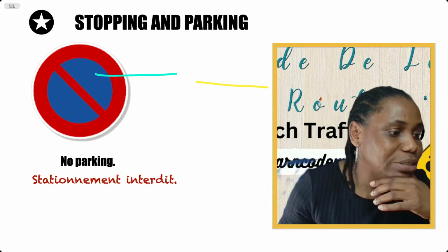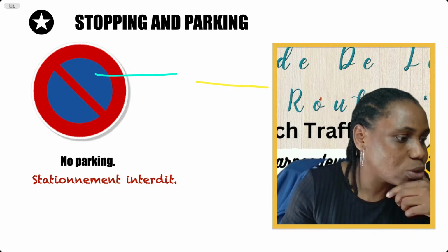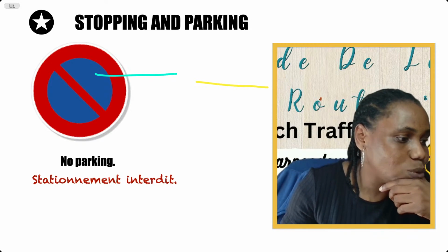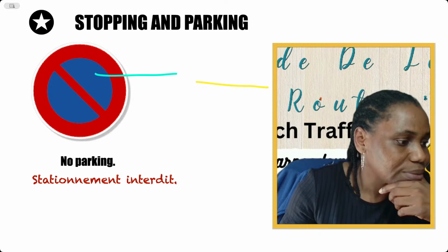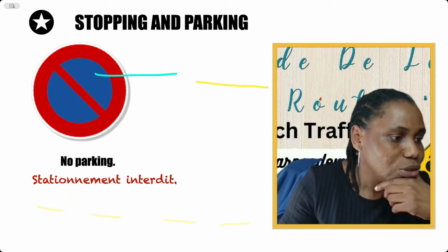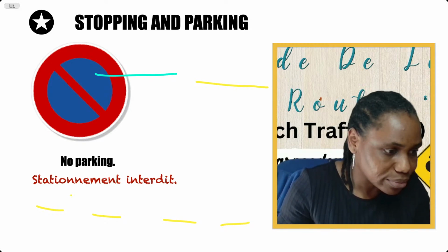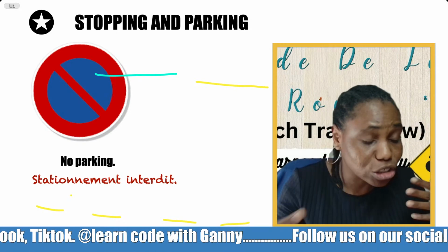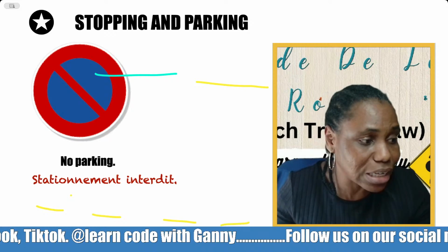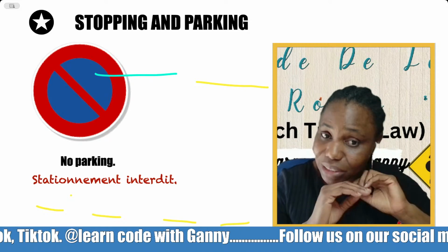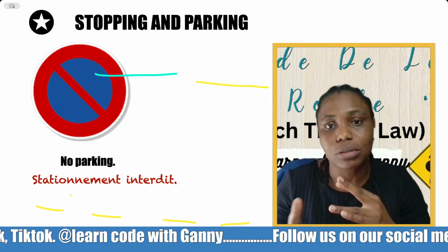Let me find a way to draw it for us. A yellow line with a discontinuous, it will be like this. Did you see a yellow line with a discontinued line? It also shows the same meaning, that no parking, but stationnement, no parking.